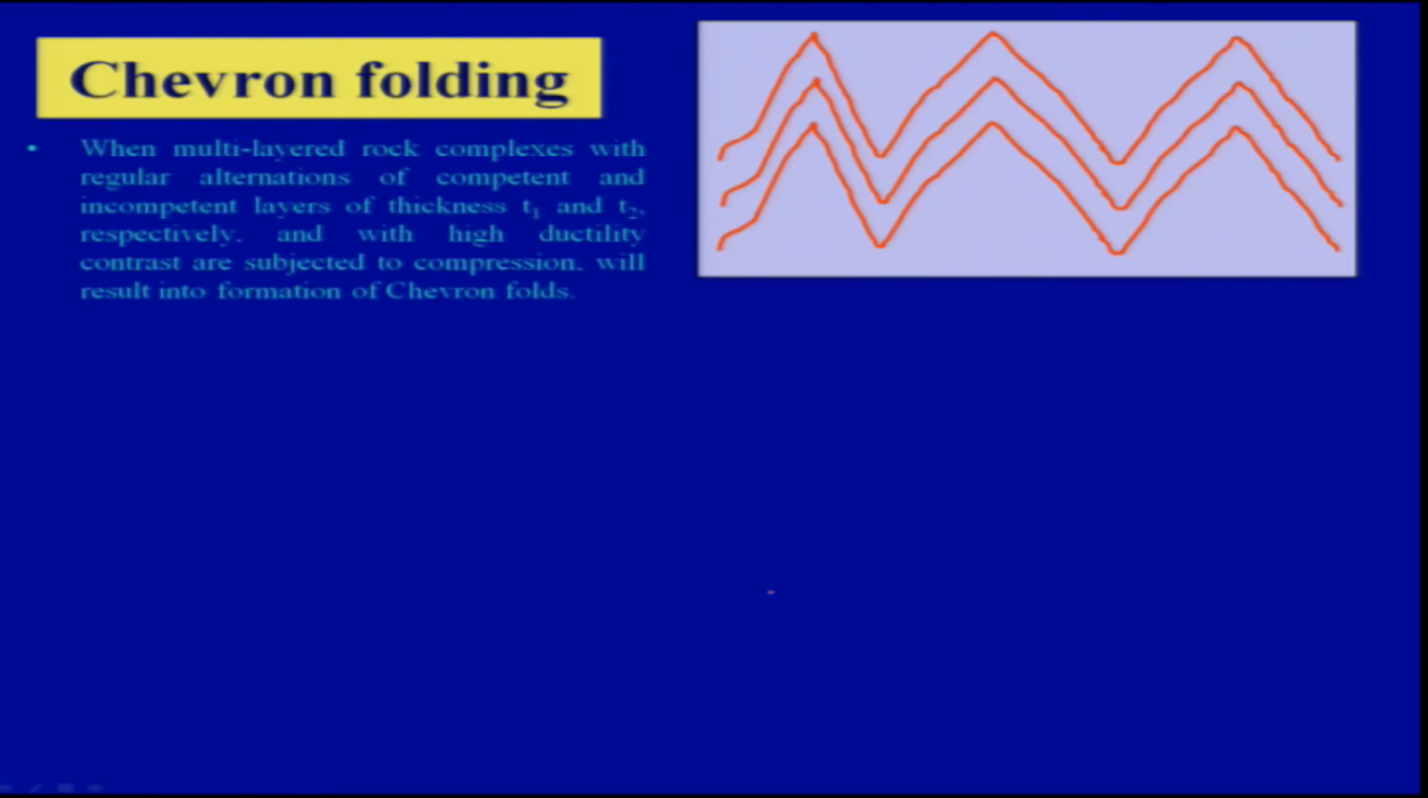Then chevron folds. They are again multi-layered; you will see them in multi-layered rocks. They are complexes, a regular alternation of competent and incompetent layers of thickness T1 and T2 respectively, if you take the thickness of these beds here. And with high ductility in the compressional regime, they will result in the formation of chevron folds, and the tip will be very sharp. So these are the hinges, what we call the hinges. The hinge lines are very sharp and angular in shape, going up to an angle of around 60 degrees.